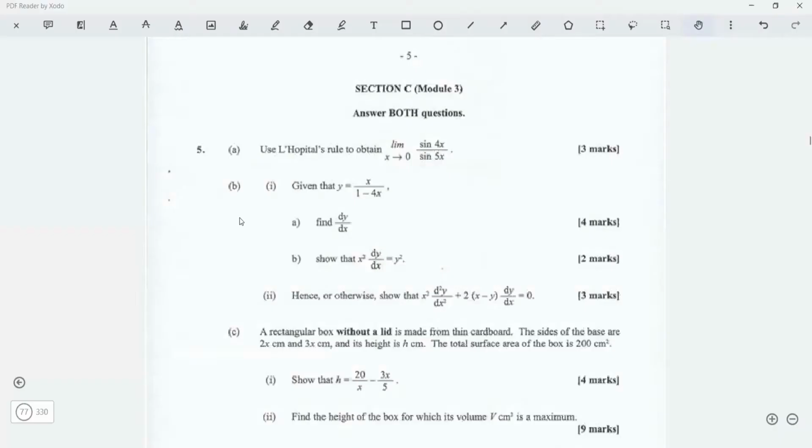All right, so let's look at this now. Module 3, Calculus, easy. It says, Marika, use L'Hopital's rule to obtain the limit as x approaches 0 of sine 4x over sine 5x. So they actually said to use L'Hopital's rule. So I want to find the limit as x approaches 0 of sine 4x over sine 5x. Using L'Hopital's rule, we know we're going to have to differentiate the numerator and differentiate the denominator.